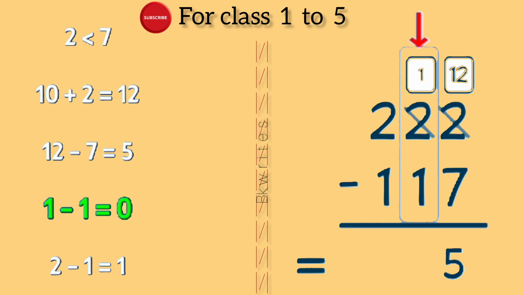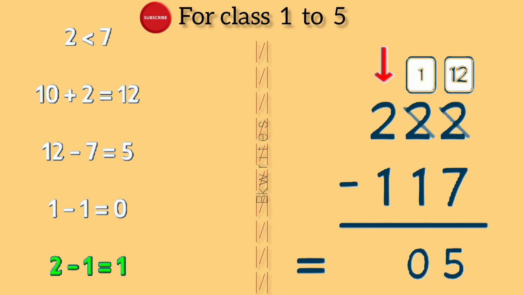And 1 is equal to 1. So 1 minus 1 is equal to 0. And 2 minus 1 is equal to 1.